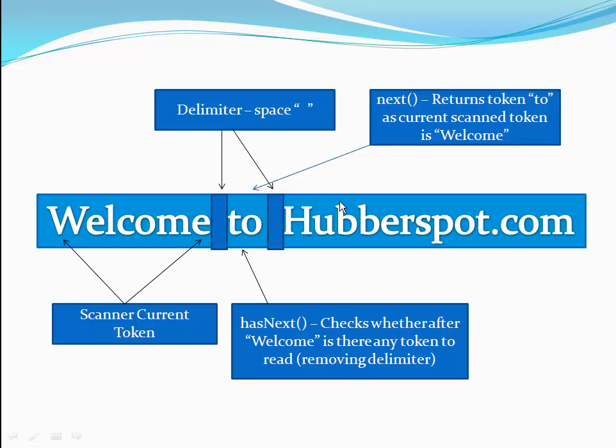And suppose I want to check whether after "hoverspot.com" there is any other token to be read, so I will call hasNext. hasNext will check whether after, say, "welcome" or after "hoverspot.com" there is any other token to be read. If it doesn't find any token to be read, it will return false. So the hasNext method just indicates that no other token is available to be read, and calling next will result in a NoSuchElementException.